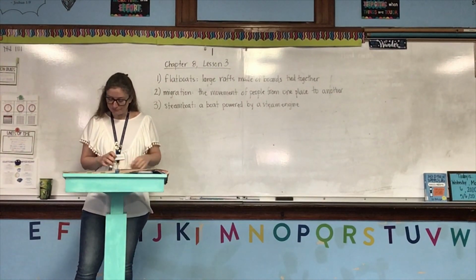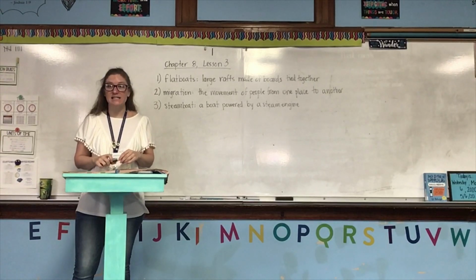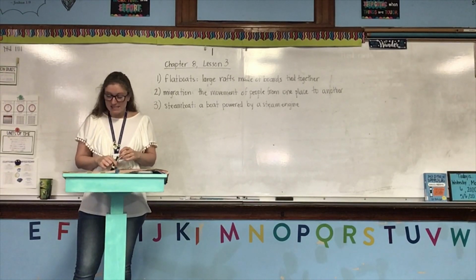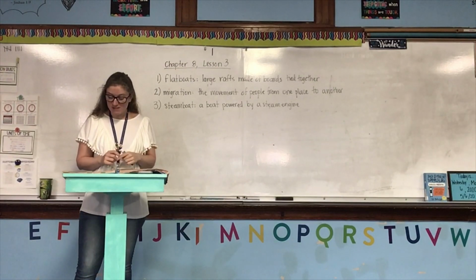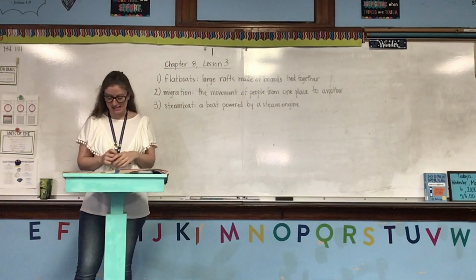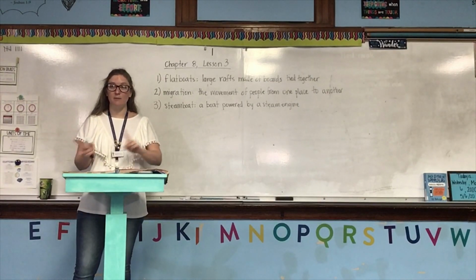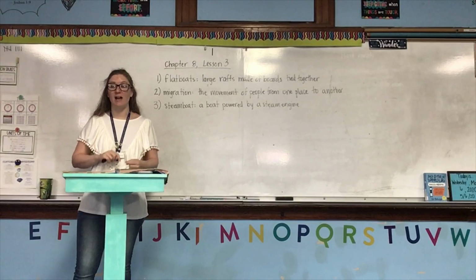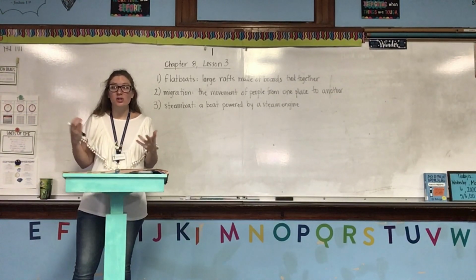Let's keep reading. The engine turns the boat's large paddle wheel, causing the boat to move. Steamboats could travel upstream. They also traveled downstream much faster than flatboats. Trips that took weeks or months by flatboat took only days by steamboat. So, not only was a steamboat able to go in both directions, while a flatboat was only able to go downstream, steamboats were also much faster.